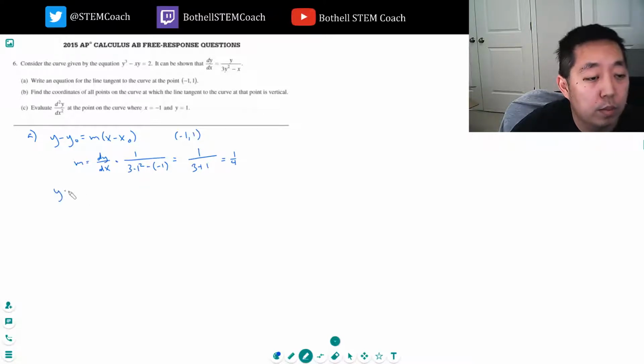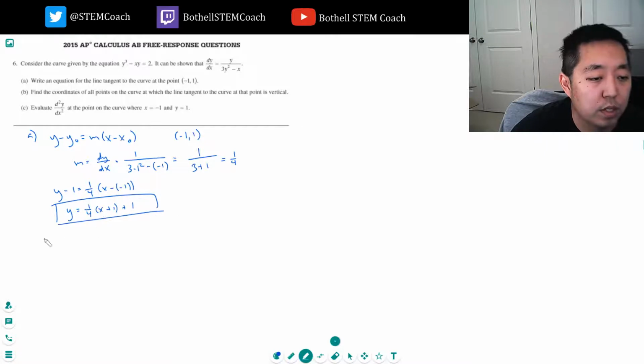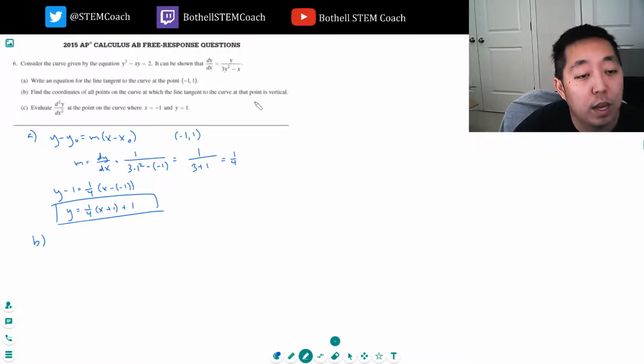So y minus 1 equals 1/4 times (x minus -1). So y equals 1/4 x plus 1 plus 1. And that would be sufficient. You don't have to distribute all that. That's fine. Okay, find the coordinates of all the points on the curve at which the tangent line to the curve at that point is vertical.